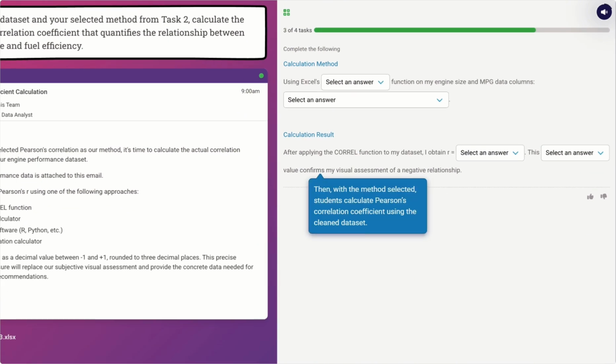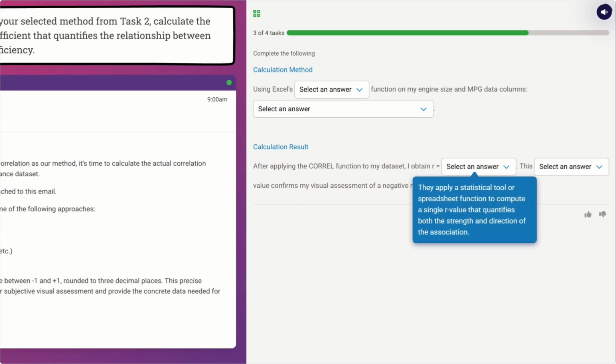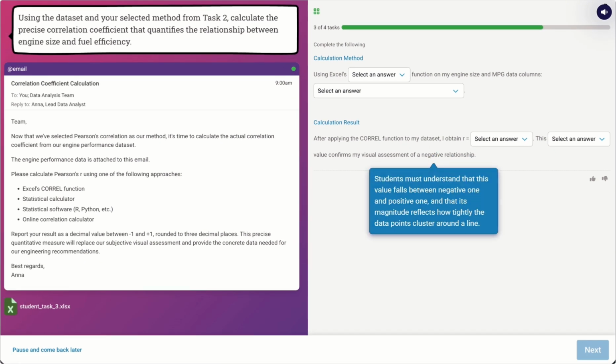Then, with the method selected, students calculate Pearson's correlation coefficient using the clean dataset. They apply a statistical tool or spreadsheet function to compute a single R value that quantifies both the strength and direction of the association. Students must understand that this value falls between -1 and +1, and that its magnitude reflects how tightly the data points cluster around a line.